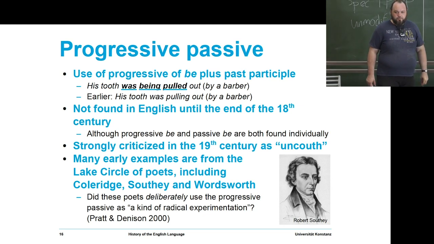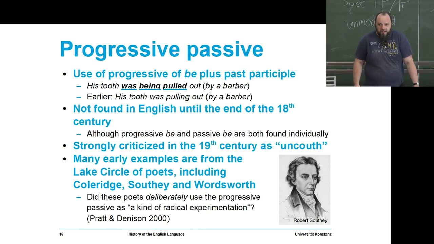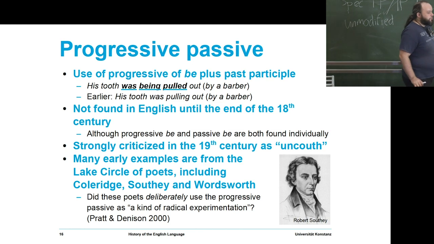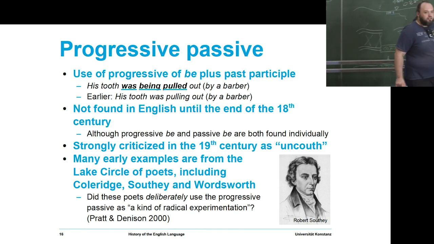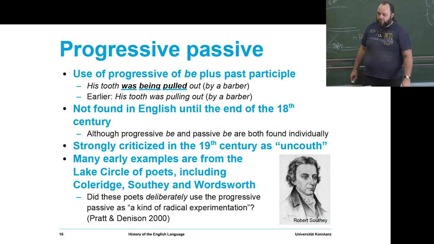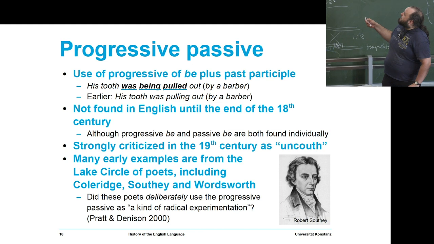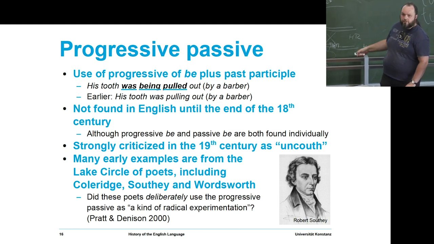Another passive that emerges during this time is the so-called progressive passive. And the progressive passive isn't called the progressive passive because it's particularly left-wing or anything like that. It's progressive passive because it's got an ing form in it. So here you've got this being, right? His tooth was being pulled out by a barber.